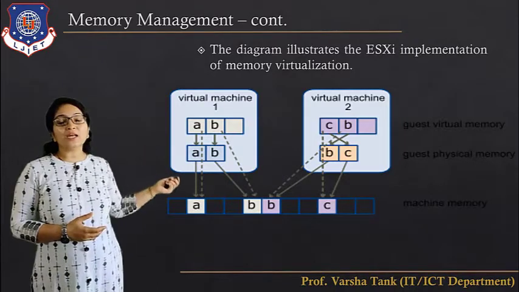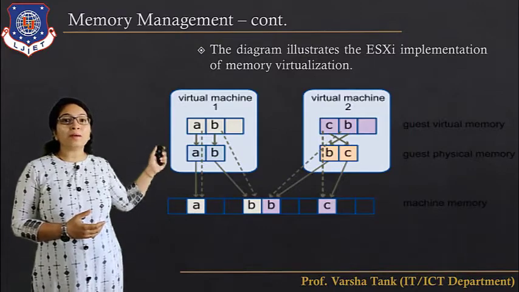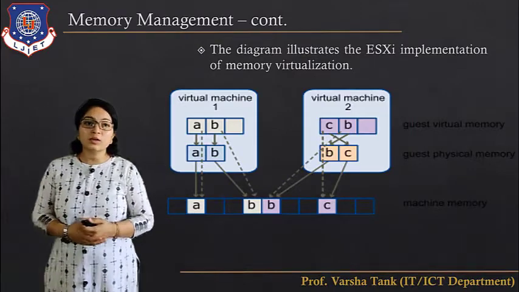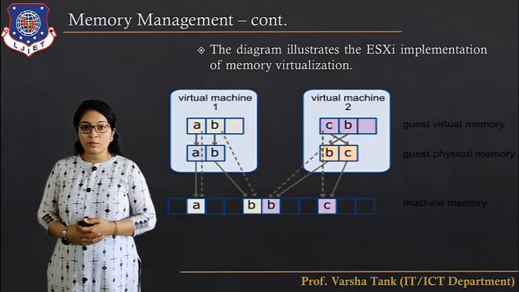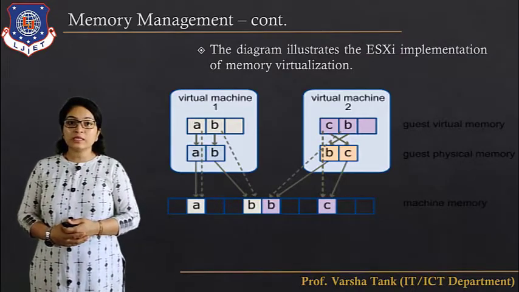So this dashed arrow is showing the memory mapping from the guest virtual memory to the machine memory, and that is using the shadow page table. So let's see the description of this in detail.